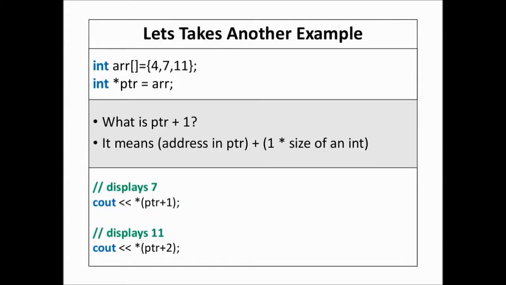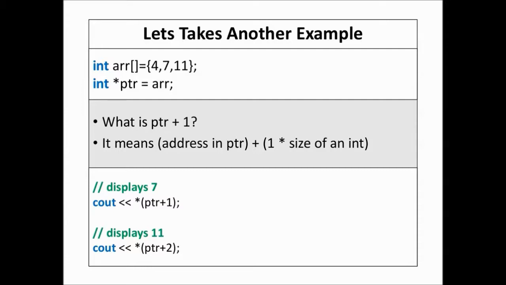Let's take another example. In this example, we again declare an array with name array, and we store values 4, 7, and 11 in it. Then we use a pointer variable, and we write int *ptr = array. This time we did not use any & operator before the variable while assigning it to the pointer.